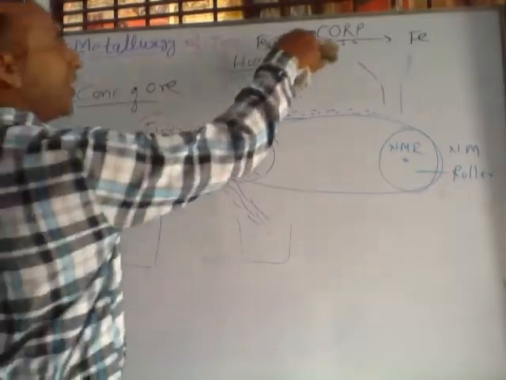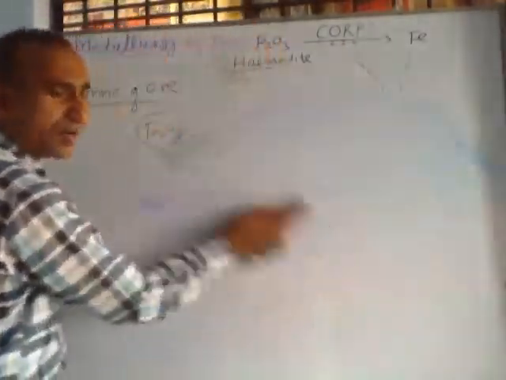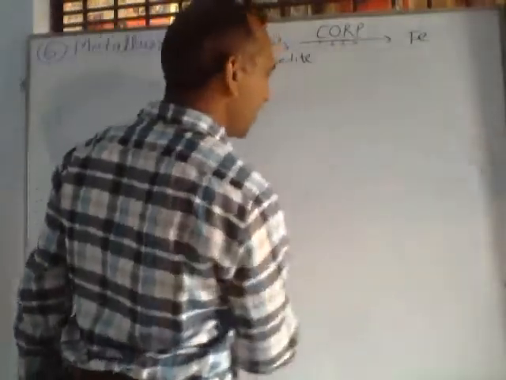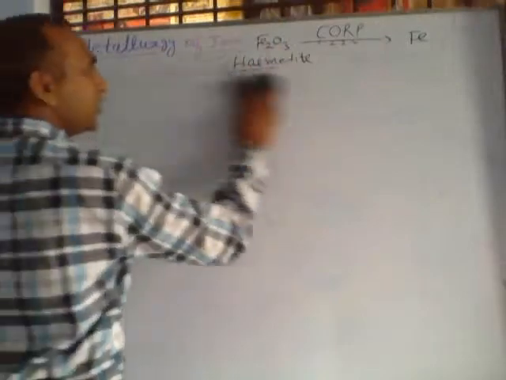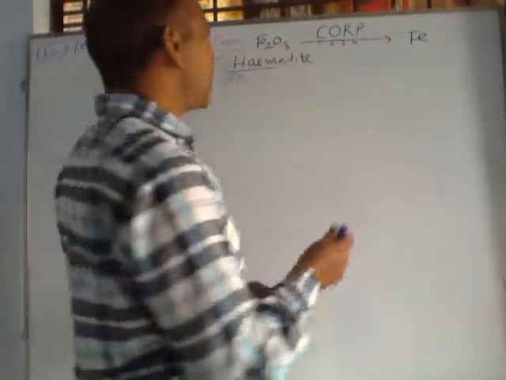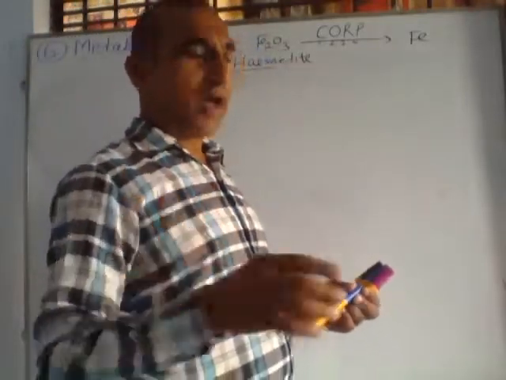Okay, so second, O and R. O for oxidation and R for reduction. In the second and third steps, oxidation and reduction, these two steps take place in the blast furnace. The blast furnace is a large apparatus used especially for the extraction of iron.